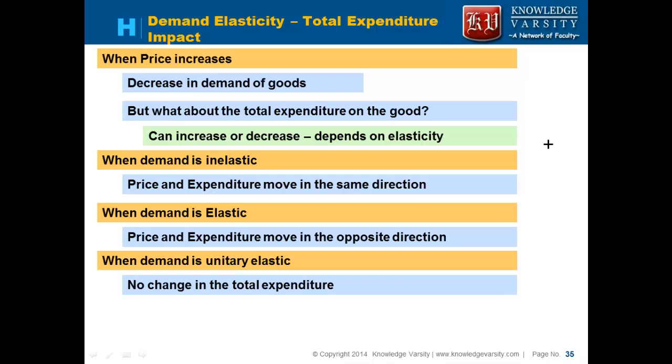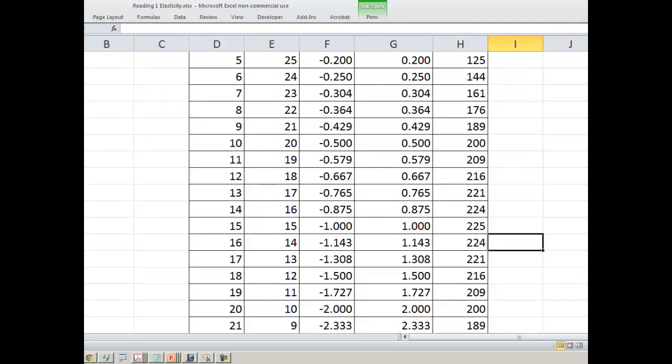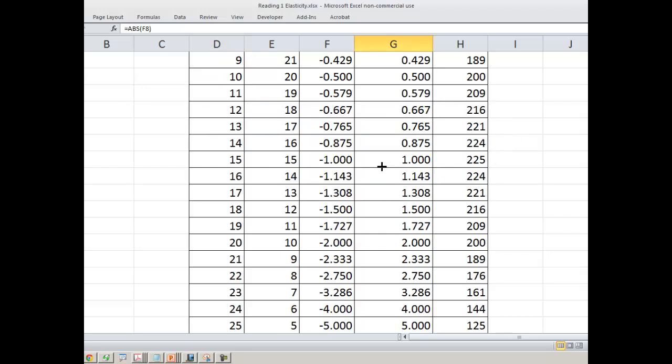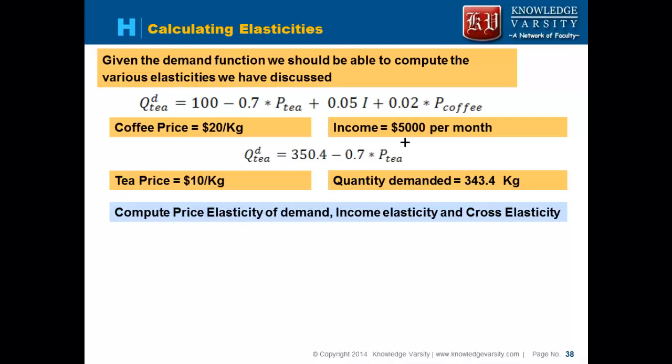Then we saw the total expenditure impact. We saw that if your elasticity absolute value is less than 1 and you increase the price, you are going to increase the revenue, right? So it is beneficial to increase the price. But when the elasticity is greater than 1, an increase in the price decreases the revenue, and the revenue remains constant at unitary elasticity, when the elasticity is equal to 1. So this completes your reading number 1.